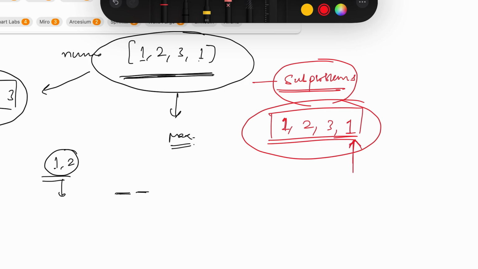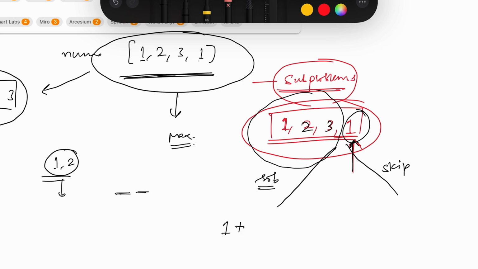Let's say we start from this end, it's up to you whether you want to start from right or left. At this house we have two possibilities: either you rob this house or you skip this house. If you rob this house, 1 will be added to your pocket and you are left with this subset. But in this subset, you cannot rob this 3, because it is adjacent to the last house, at index 3. So we will be allowed to rob from these remaining houses.